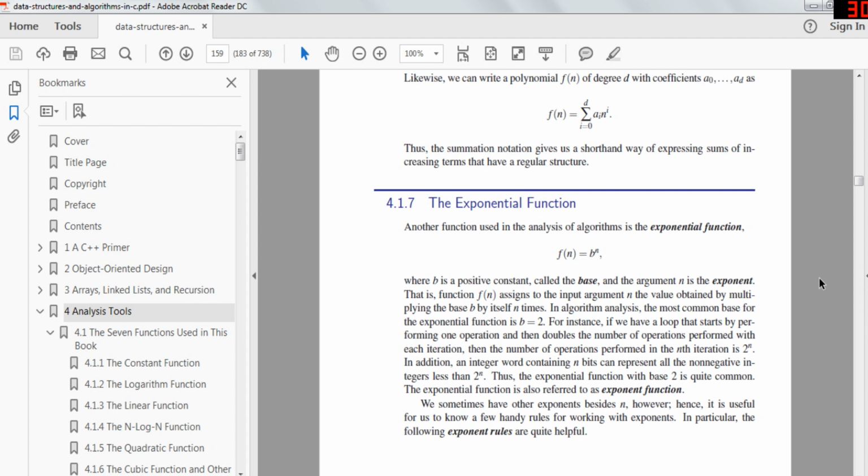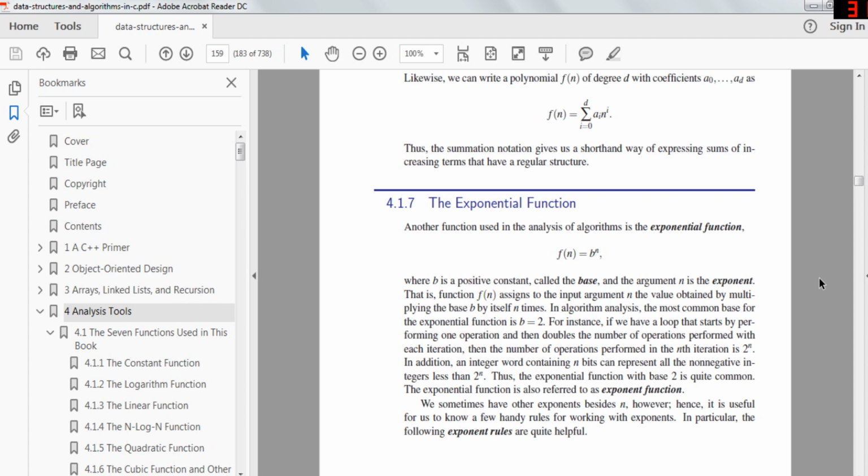In algorithm analysis, the most common base for the exponential function is b equal to 2. For instance, we have a loop that starts by performing one operation and doubles the number of operations performed with each iteration. Then the number of operations performed in the nth iteration is 2 to the n. In addition, an integer word containing n bits can represent all the non-negative integers less than 2 to the n. Thus, the exponential function with base 2 is quite common.